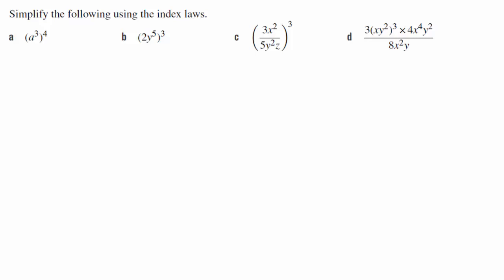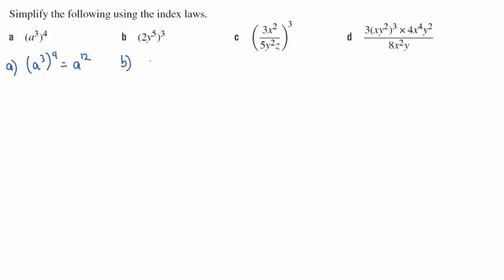In this example, we're going to be combining our index laws. In our first example, we have a to the power of 3 all to the power of 4, and we're asked to simplify using the index laws. So here we're using index law 3, where we retain the base and multiply the indices. This gives us a to the power of 12.